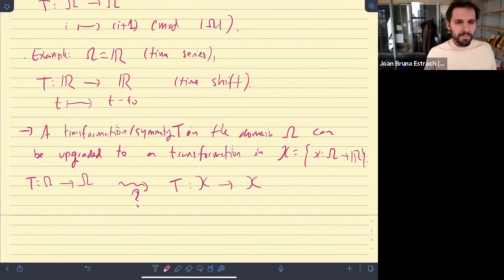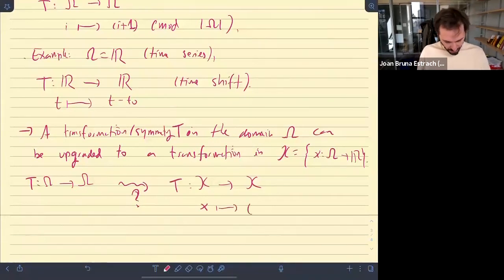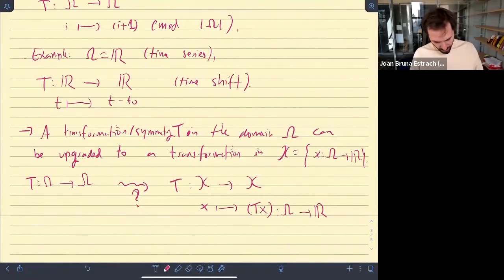Well, if you think about it, there are not so many choices, right? So you would take the input X, and I need to define a transformation of X. So a T of X would be another function that goes from omega to R, right? Assuming that I have here just a single channel. So it means that I need to take a pixel, and now I need to map it somewhere.